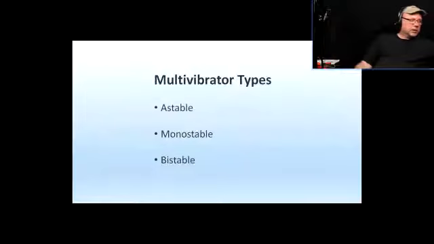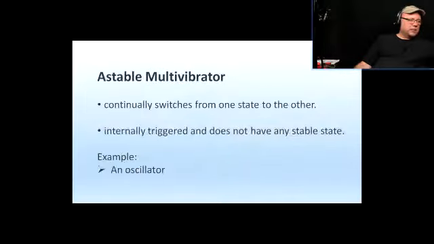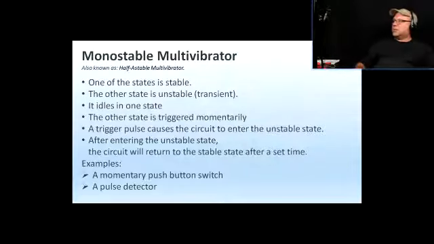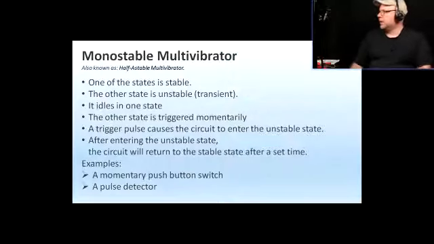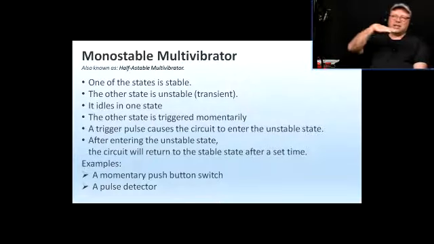Right. The other one was going to be a monostable. All right. So here's a monostable multivibrator. Right? Also known as a half astable multivibrator. We're going to talk about what that means. Okay? Well, it does have one state that is stable. So it does have an idle condition, either high or low. Okay. The other state is astable or transient. Well, we're going to talk about that.